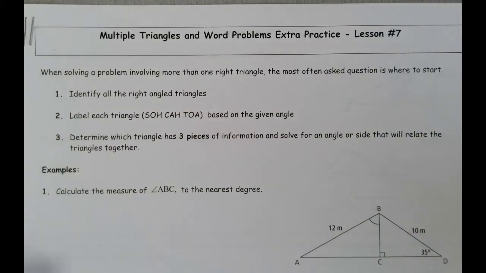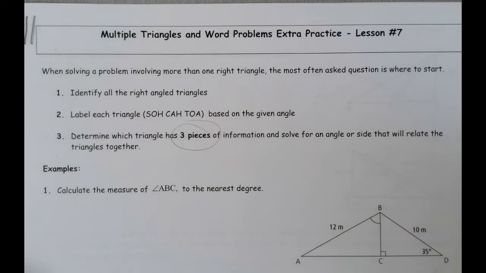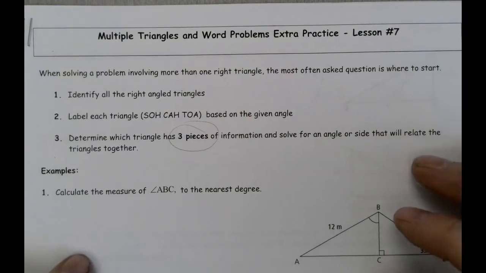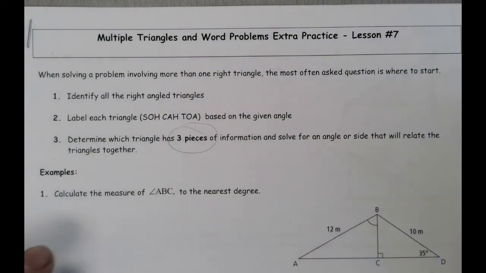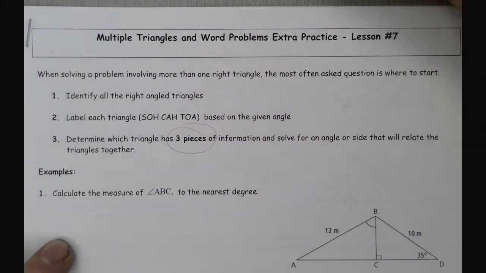And remember, I'm also looking for that triangle that's got those three pieces of information that I need. Once I've got that triangle with the 3 bits of information, I can find anything else about that triangle and then hopefully move on to the other triangles in the problem if need be. Anyway, hopefully after several examples of this, you're going to catch the flow of this, and these problems will be a lot easier for you.